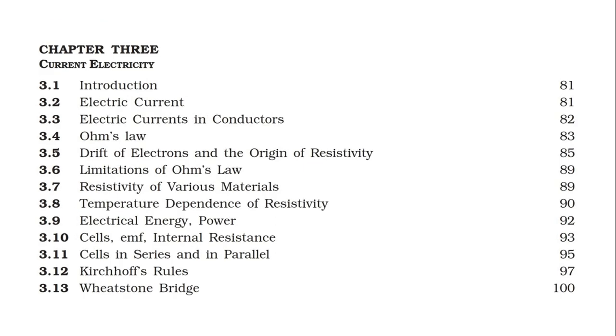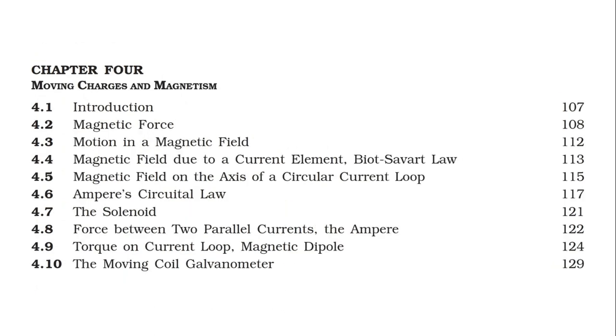Chapter 3, current electricity. Subtopics: introduction, electric current, electric currents in conductors, Ohm's law, drift of electrons and the origin of resistivity, limitations of Ohm's law, resistivity of various materials, temperature dependence of resistivity, electrical energy, power, cells, EMF, internal resistance, cells in series and in parallel, Kirchhoff's rules, Wheatstone bridge. Total 13 subtopics. Chapter number 4, moving charges and magnetism.